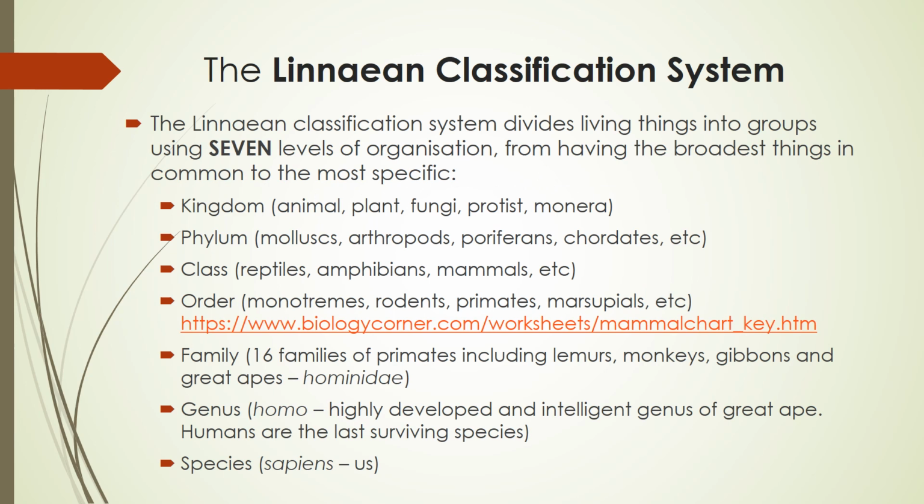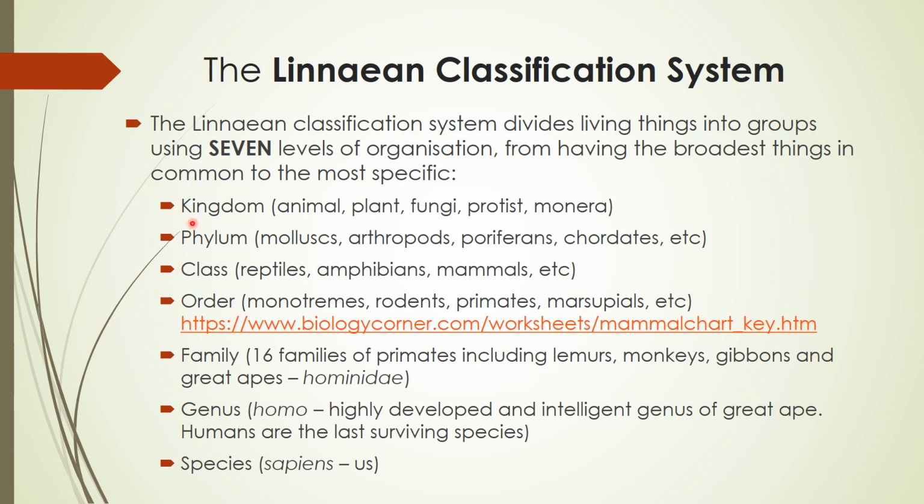So when we classify living things, we use the system called the Linnaean classification system. And this was developed in the 1700s by a Swedish scientist called Carl Linnaeus. His system that he initially developed looks a bit different to the one that we have today, but nonetheless, the overall structure is still the same. The system divides all the living things on Earth into 7 levels of classification, from having the broadest things in common to having the most specific things in common. And so let's go through all 7 steps.